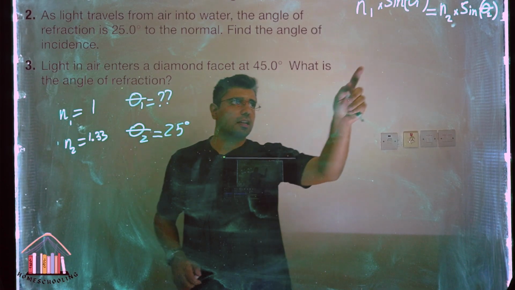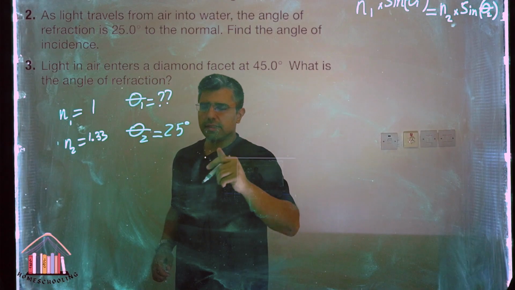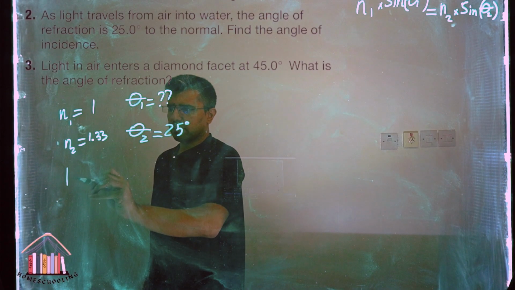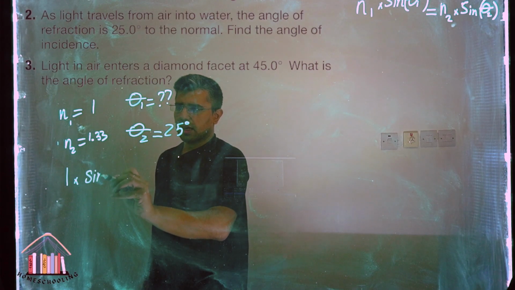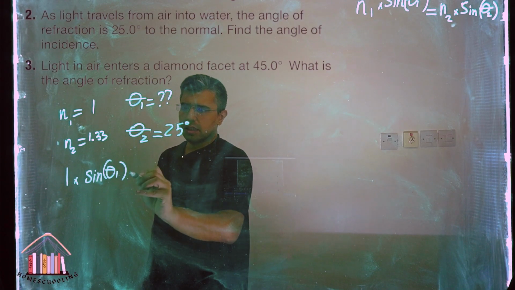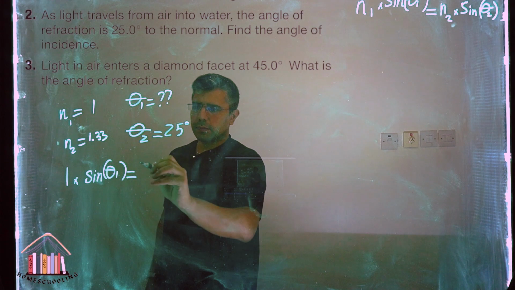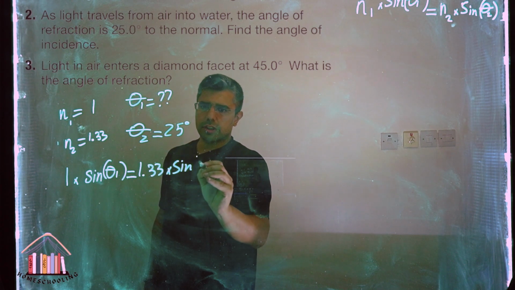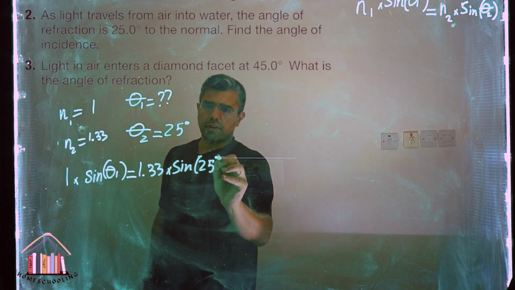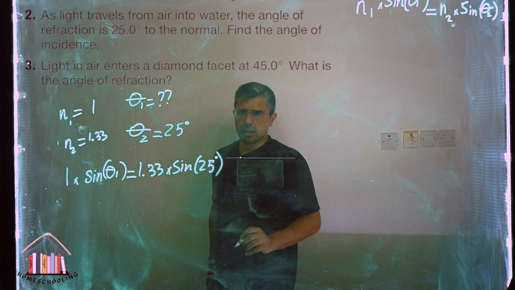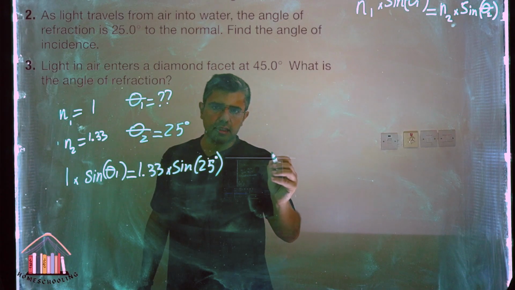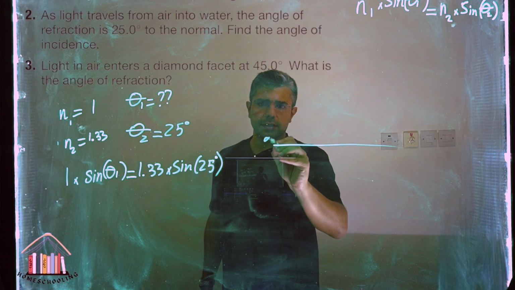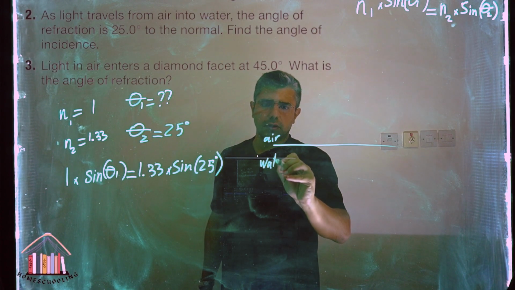So let's apply this equation always. n1 sine of the first angle, so n1 equal to 1 multiplied by sine theta 1, which is the unknown, equal to n2, 1.33, multiplied by sine theta 2, which is in this case 25 degrees. If we would like to draw that, let's say that's the surface between air and water.